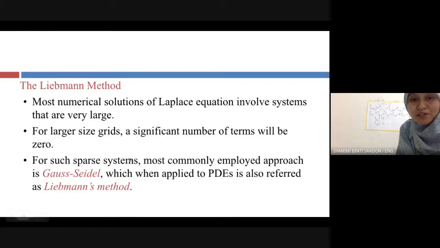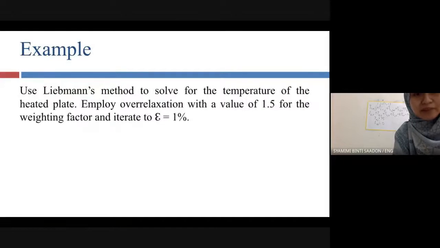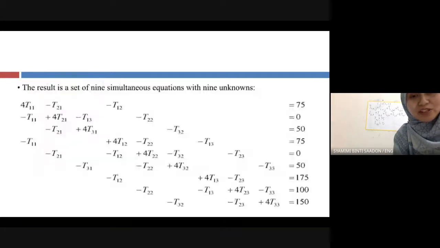For such a sparse system, the most commonly employed approach is Gauss-Seidel, the one that we learned in the first chapter, which when applied to a PDE is also referred to as Liebman's method. So Liebman's method is actually the Gauss-Seidel method applied to a PDE. When we mention Liebman's method, it's actually Gauss-Seidel. How to solve this is the same as we solve a linear algebra equation.